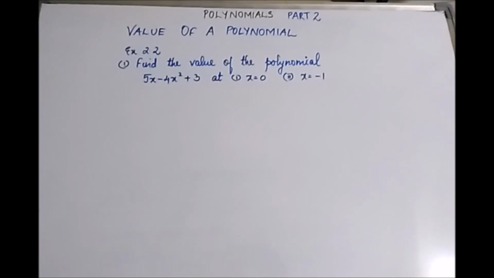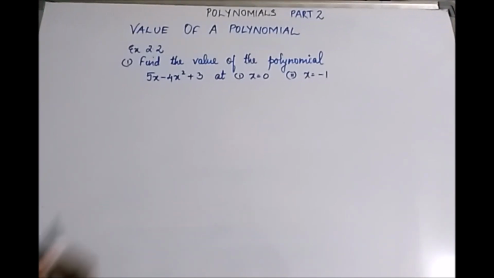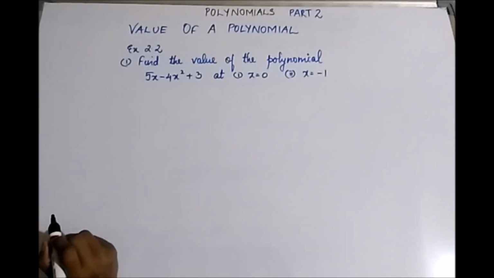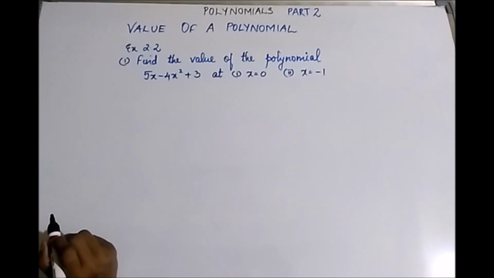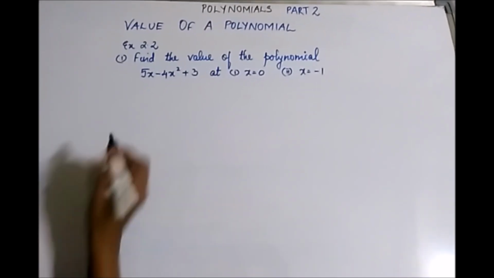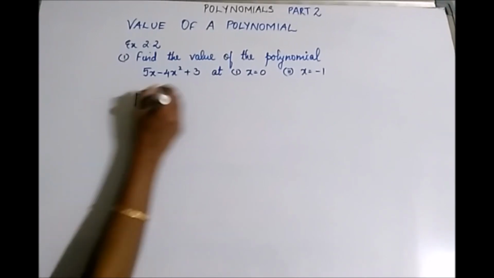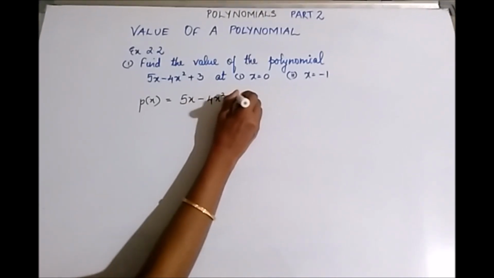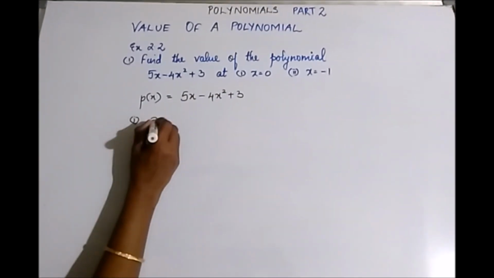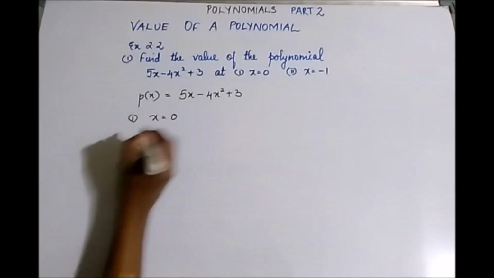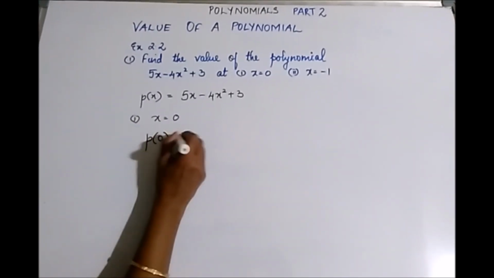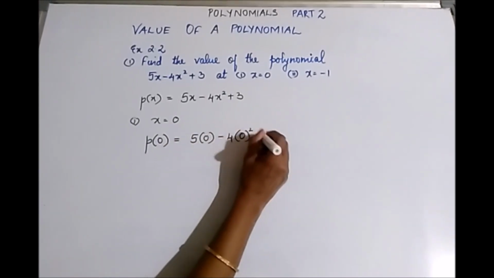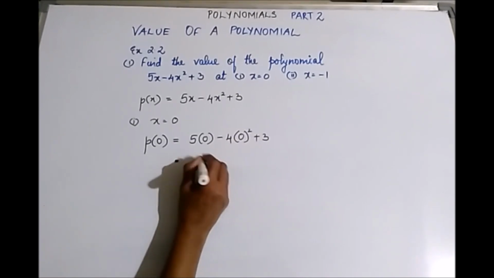Let us do sums from exercise 2.2. Question 1. Find the value of polynomial 5x minus 4x square plus 3 at x equal to 0 and x equal to minus 1. Once again, let us denote this polynomial by p of x. In the first case, we have been given x equal to 0. Now by substituting x equal to 0, we get here 5 into 0 minus 4 into 0 square plus 3. The answer is equal to 3.